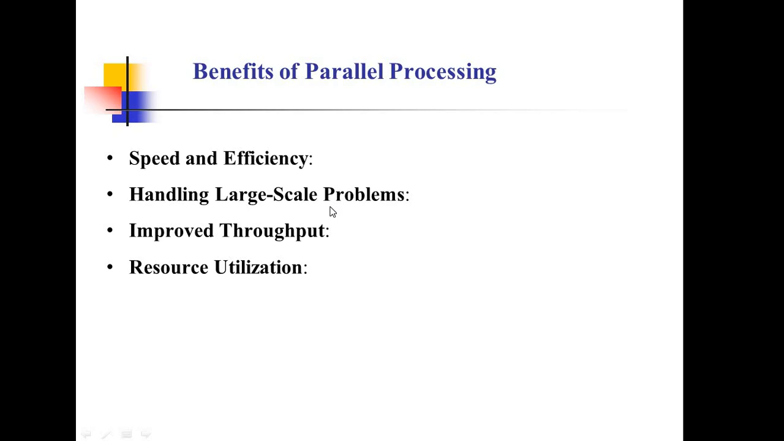Improved throughput. Multiple tasks can be processed simultaneously, leading to higher throughput, especially in systems that need to process large volumes of data quickly. Resource utilization. Multiple processors or cores can be efficiently utilized to maximize the hardware potential.